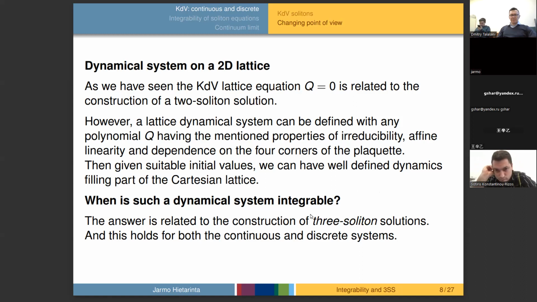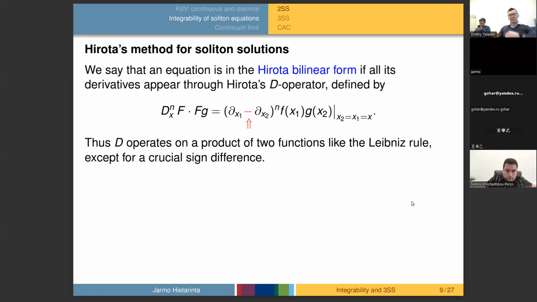Okay. So now because I refer to the three-soliton solution as a relationship to integrability, I will study first the continuous three-soliton systems, and therefore I have to go to this Hirota bilinear form. First of all, the definition here is that there's a Hirota D operator, and it's defined like this. This F should be G. Oh, there's some notational problem. This should be small f, and this should be small g. And then the definition is like this, that there's a minus sign here in the middle. So it's like a Leibniz rule except for the sign difference.